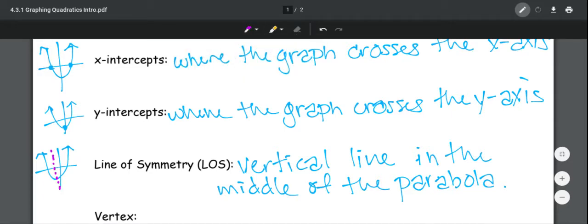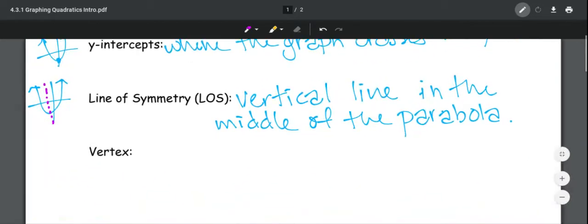So I know that's not exactly in the middle and my graph is not symmetrical because it's just a sketch, but that is about where the line of symmetry would be.